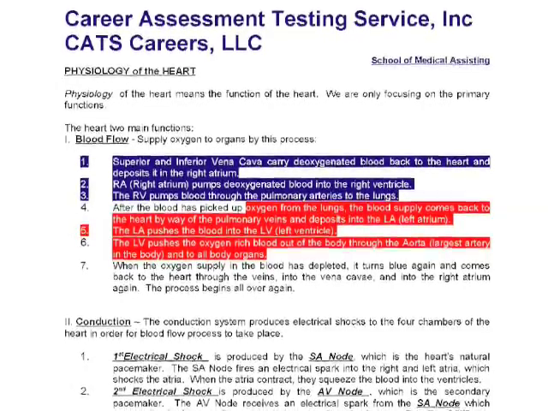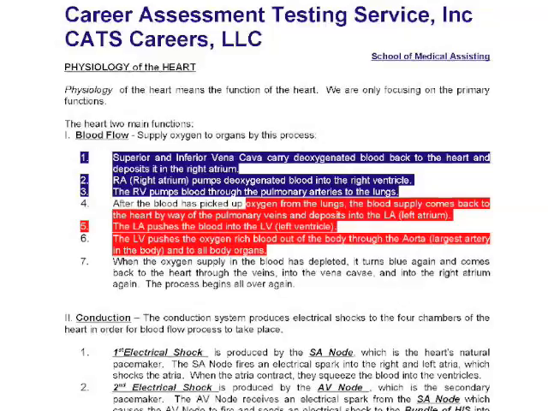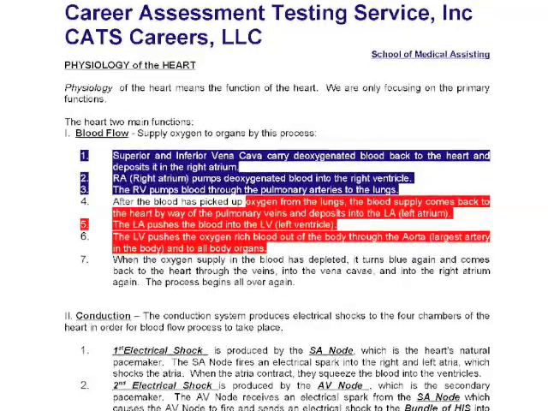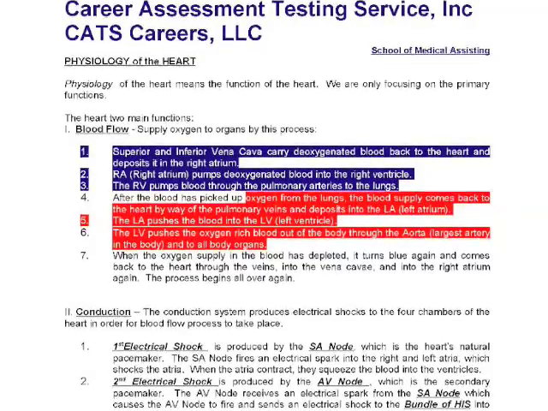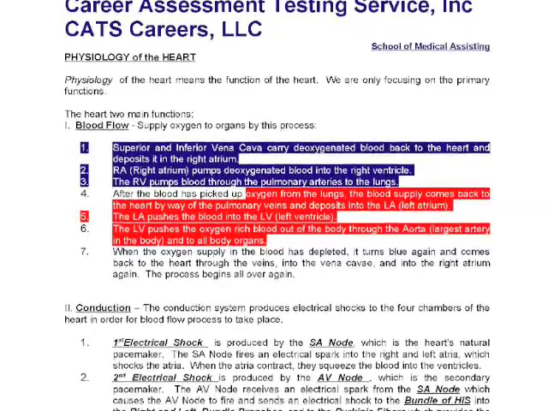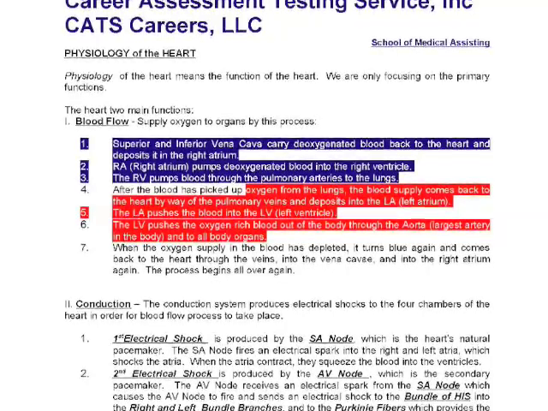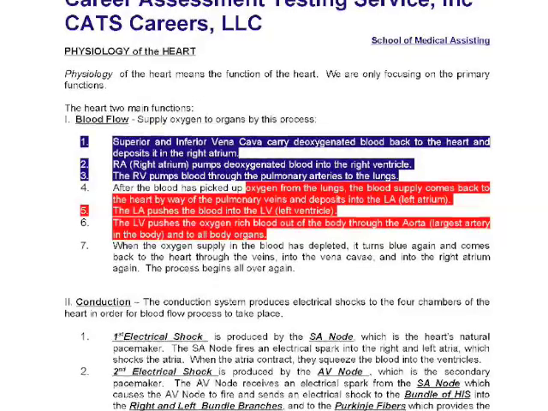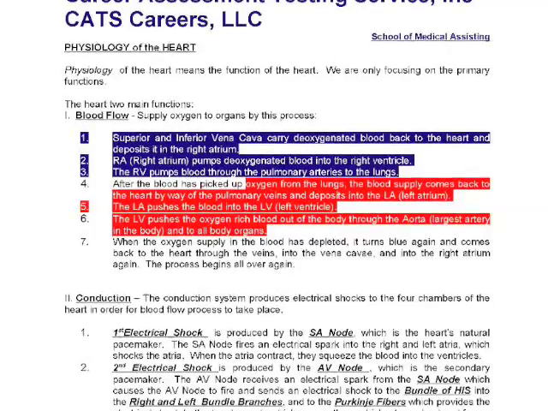Step 1, the superior and inferior vena cava carry deoxygenated blood back to the heart and deposit the blood into the right atrium. Then the right atrium squeezes blood into the right ventricle. The right ventricle pumps the blood through the pulmonary arteries. Remember, arteries take blood away from the heart, and that goes to the lungs. That's where it picks up oxygen.